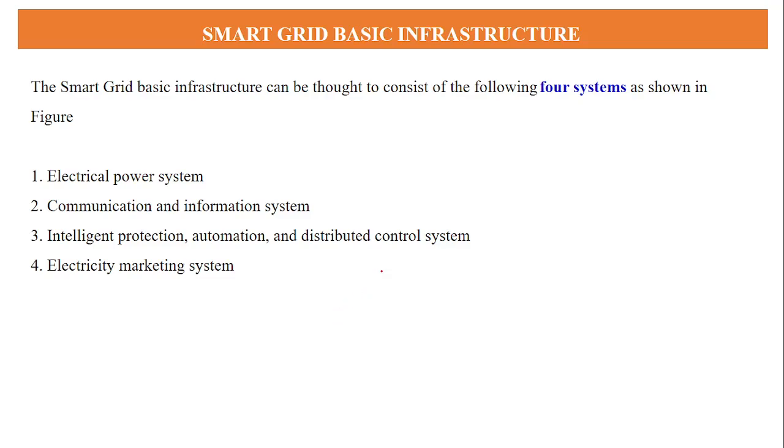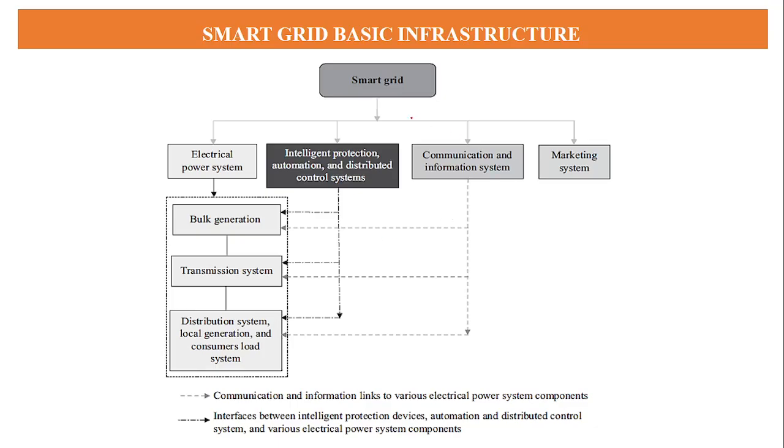So what is the smart grid basic infrastructure? The smart grid basic infrastructure consists of 4 components: the electrical power system, communication and information system, intelligent protection system, and electricity marketing system. So what is the basic infrastructure diagram? This is the basic infrastructure diagram. Here you can see the arrows which indicate the communication and information links to the various electrical power system components, and these arrows represent the interfaces between the intelligent protection devices.